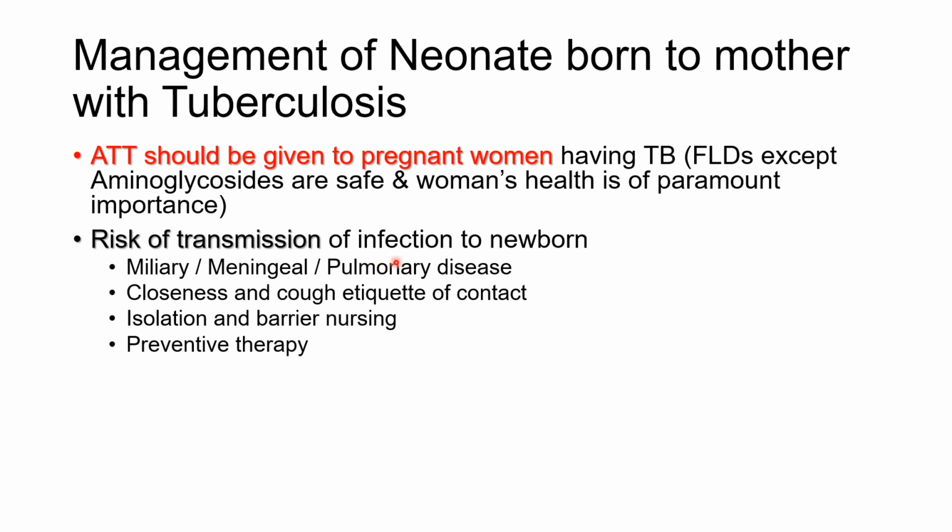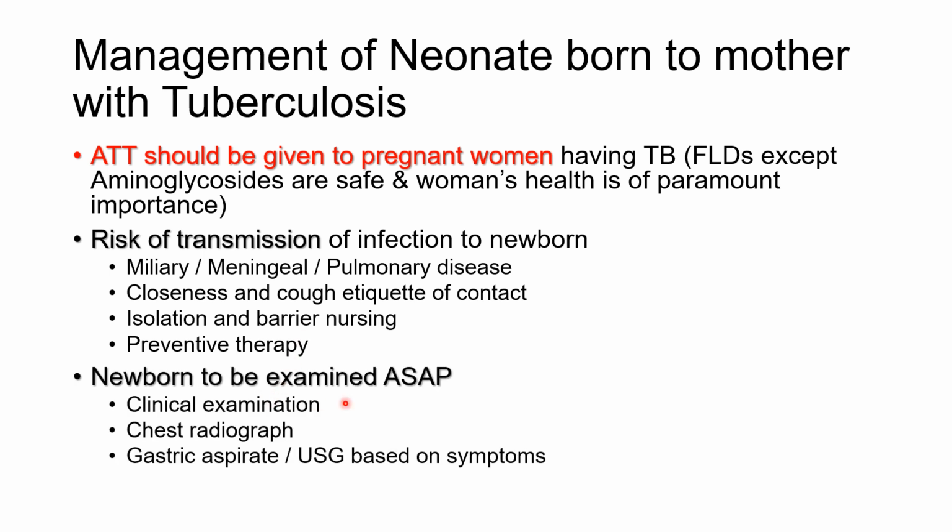What is the risk of transmission of infection to newborn? The risk of transmission of infection to newborn is higher if the mother has miliary, meningeal or pulmonary disease, if the cough etiquette of the contact is very bad and the contact is very closely associated, if isolation and barrier nursing are not followed, and if preventive therapy has not been given.